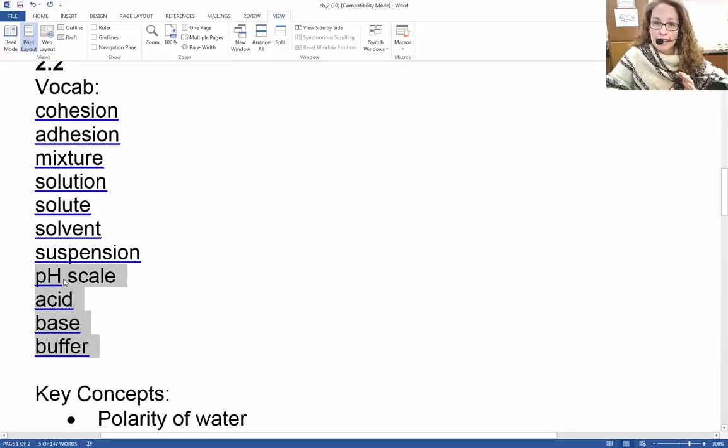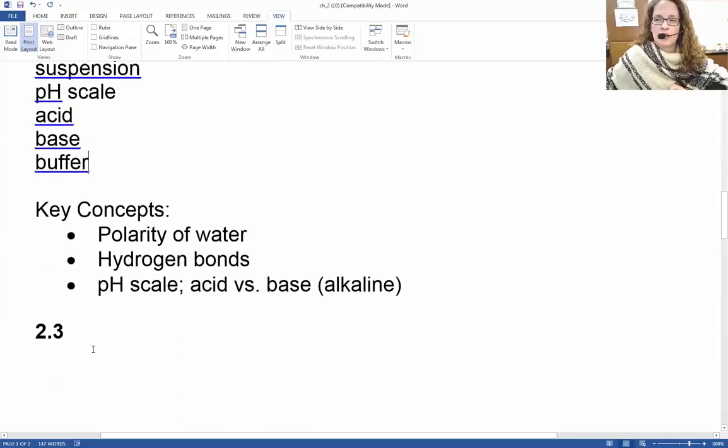So you have to be able to read the pH scale, tell the difference between an acid and a base based on their pH, and then their hydrogen and hydroxide ion concentrations, and remember how a buffer works. Major keys here were the polarity of water and the pH scale.